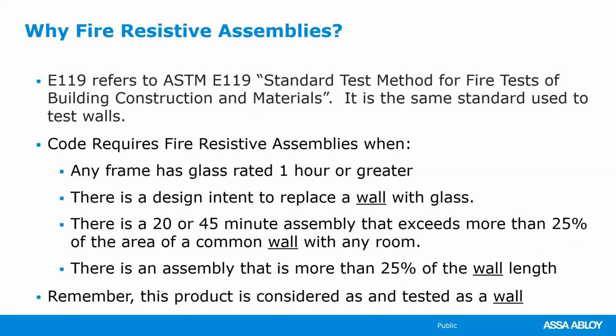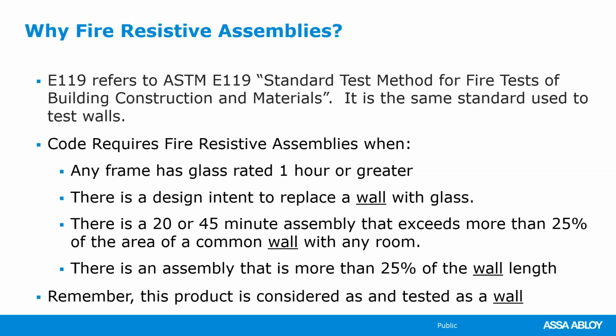So as I mentioned, why do we have fire resistive assemblies? It's because code requires it. Now, fire resistive assemblies have been in the code since the 2009 edition of the building code. Code requires when any frame with glass rated 1 hour or greater needs to be fire resistive or qualified and certified to ASTM E119. And again, that includes the frame and the glass.